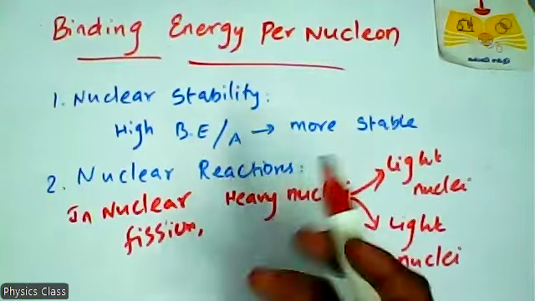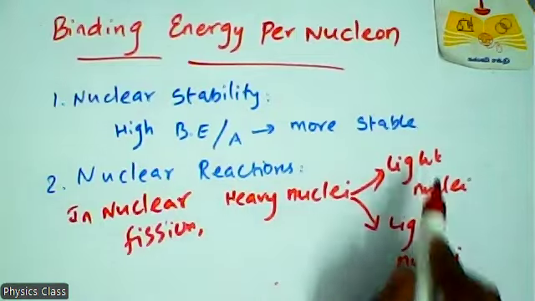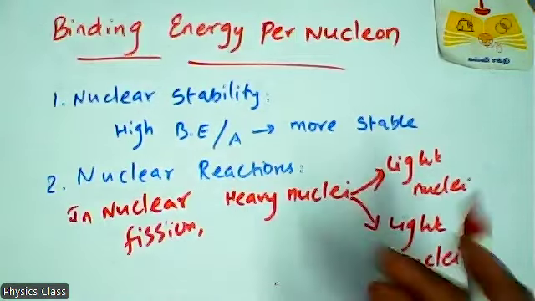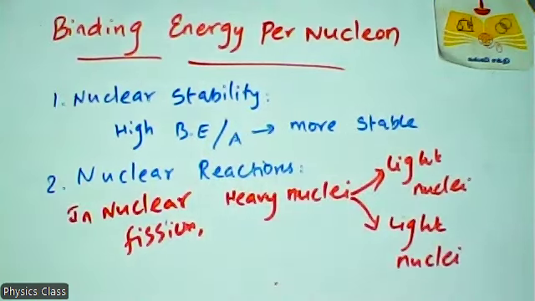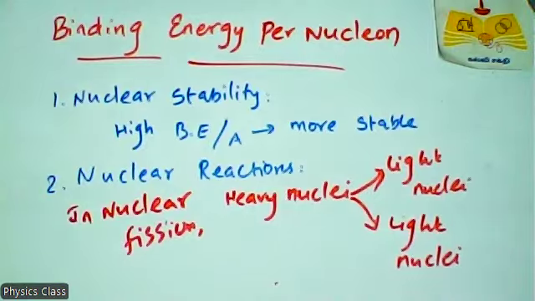So again, the energy is released here because smaller nuclei have higher binding energy per nucleon. Already I told you that smaller nuclei have higher binding energy, and heavier nuclei have less binding energy. So in nuclear reactions there are two types of reactions, that is fusion and fission. So binding energy per nucleon has an impact on this concept, nuclear stability and nuclear reactions. Okay, next, energy production.